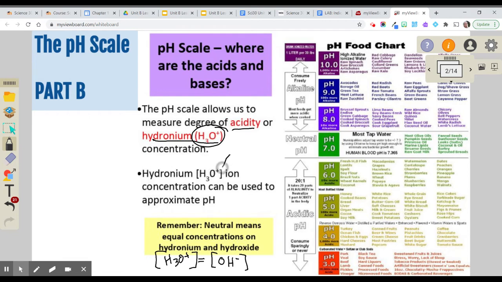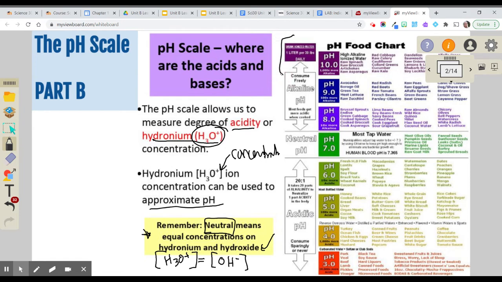So when you see these little square brackets, that actually means concentration of whatever's inside. So when I see that, I read that as hydronium ion concentration, just that. Okay, so that hydronium ion concentration can be used to approximate the pH. Just a little side here before we go on. Remember, if something is neutral, it means that you have equal concentrations of the hydronium and the hydroxide ions in solution.